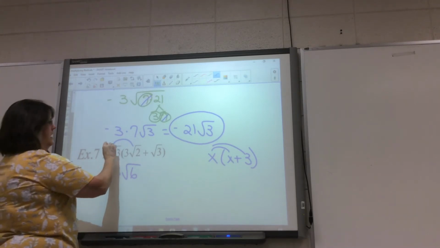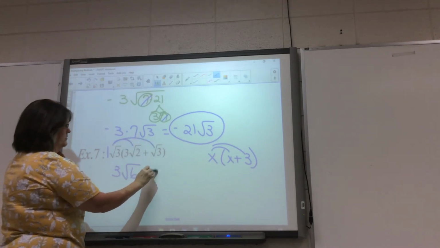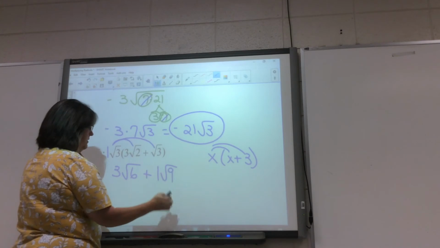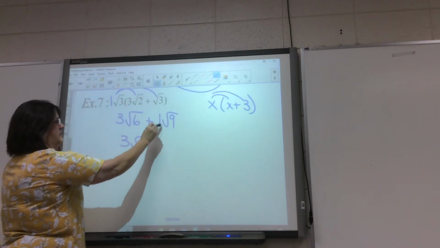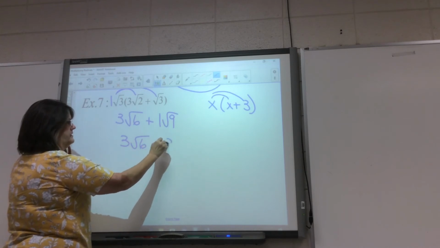And then I'm going to do this. Plus 1 on the square root of 9. What's the square root of 9? It's 3. So 3 square roots of 6 plus 1 times 3 is 3.